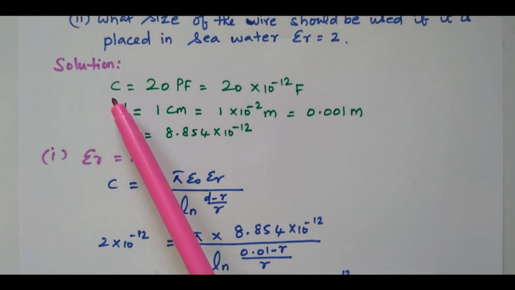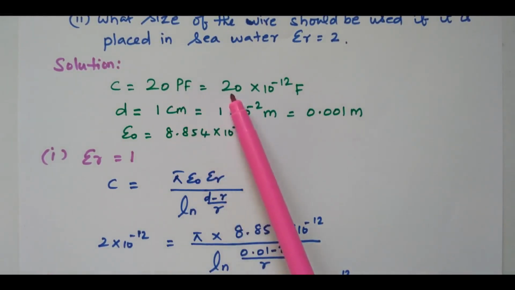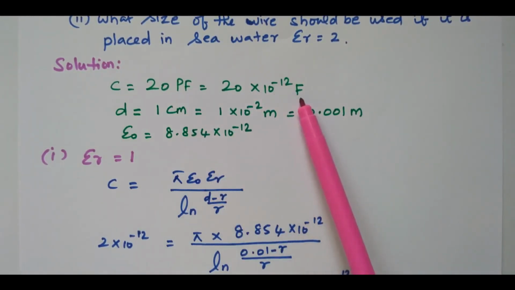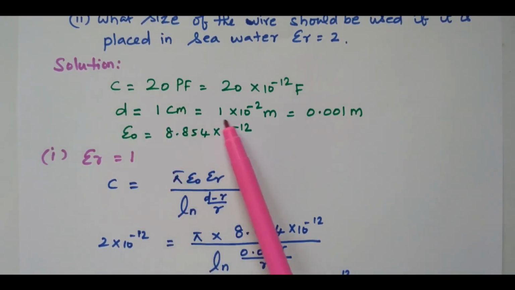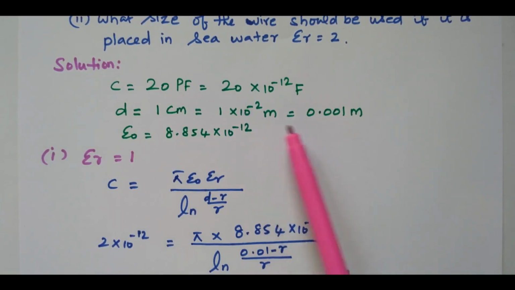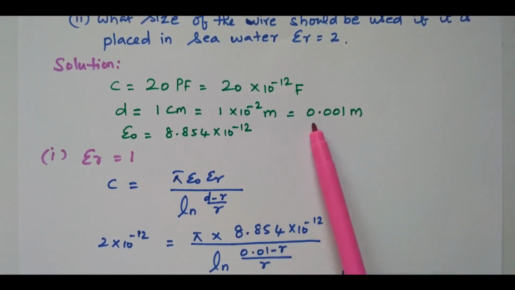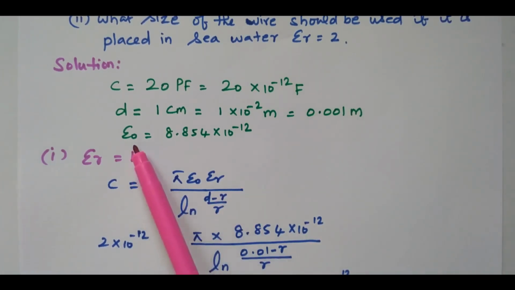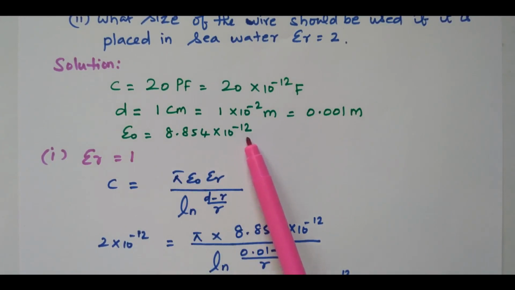So we have the capacitance value 20 picofarad, which means 20 into 10 to the power minus 12 farad. The center to center distance is available, 1 centimeter, which means 1 into 10 to the power minus 2 meter, that is 0.01 meter. Then epsilon naught is a constant, 8.854 into 10 to the power minus 12. So these are all the data available.